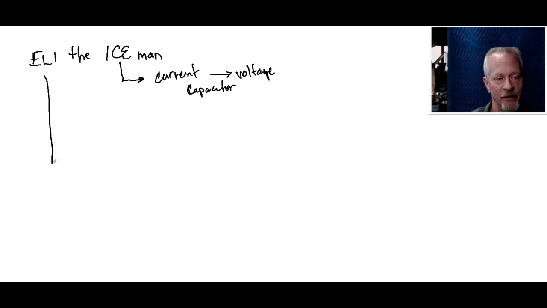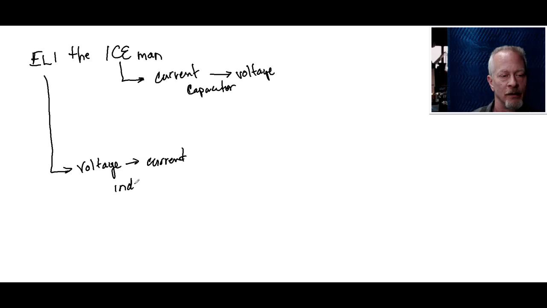With ELI, we're talking about voltage coming before current in an inductor. And it seems very abstract for the most part. People tend to have a problem understanding exactly what that means, or what it means practically, or how we can kind of link to it, because it's rather abstract.